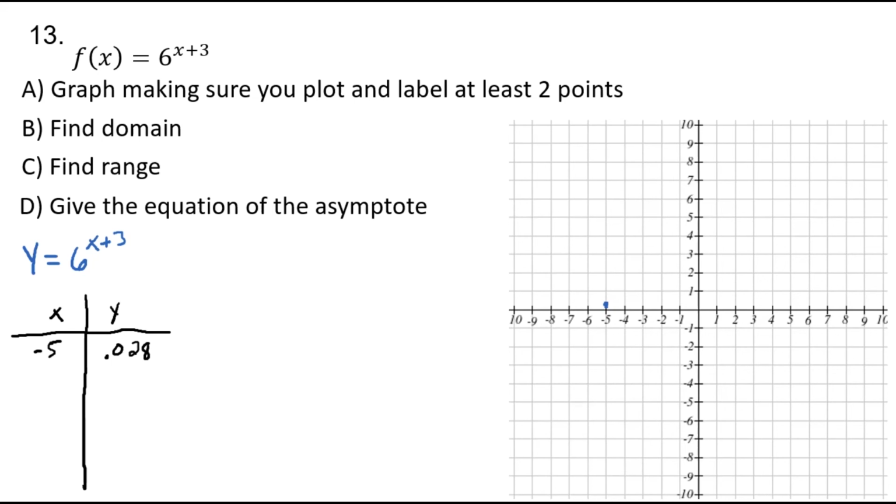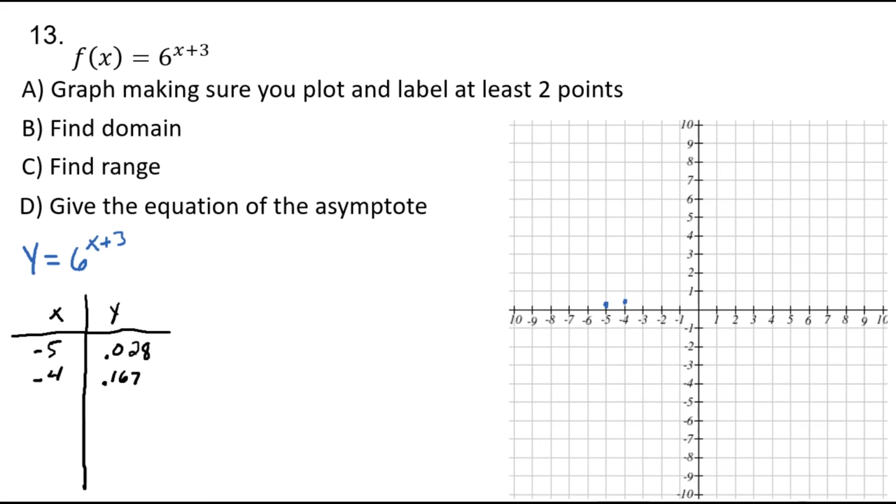And let's keep going. I'll choose -4, and -4 will give me a positive 0.167. I'm rounding these all to the 3rd decimal place. So go ahead and graph -4, 0.167. That's here, very, very close to 0, but not quite touching it.